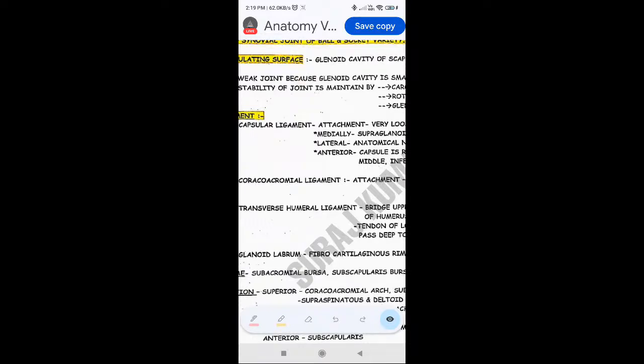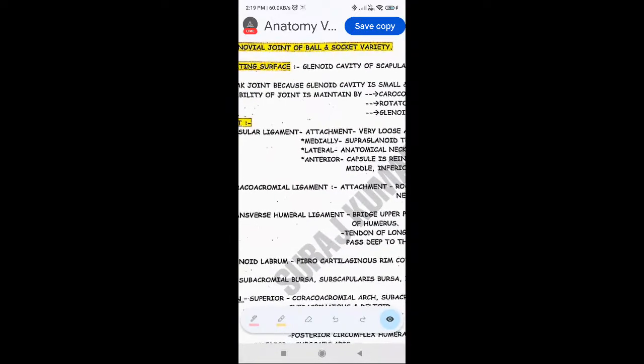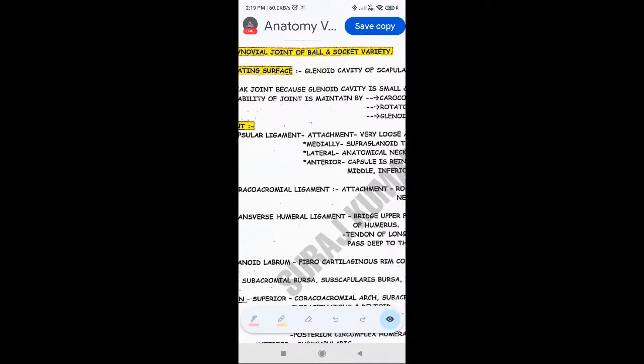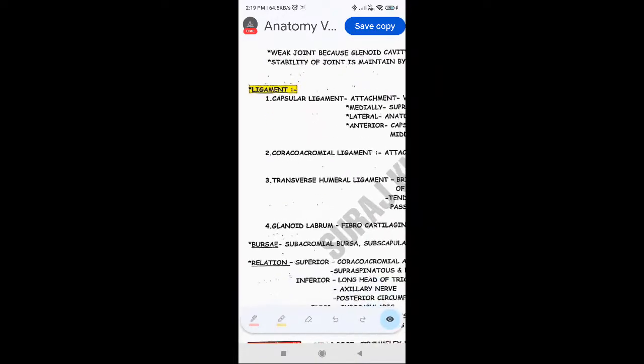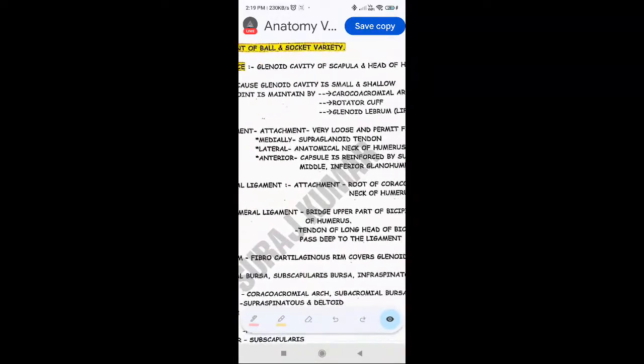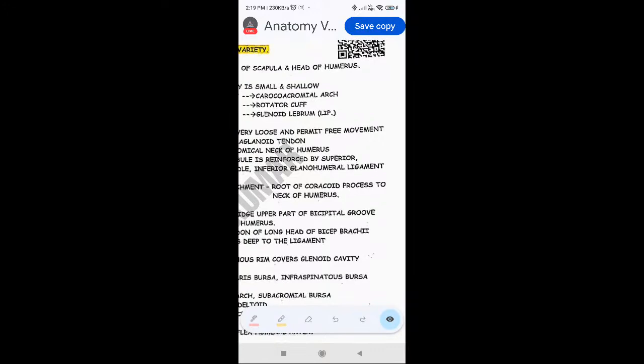Coracohumeral ligament. It extends from the root of the coracoid process to the neck of the humerus opposite the greater tubercle. It gives strength to the capsule. So, talking about the attachment, root of coracoid process to neck of humerus. This much you need to write.